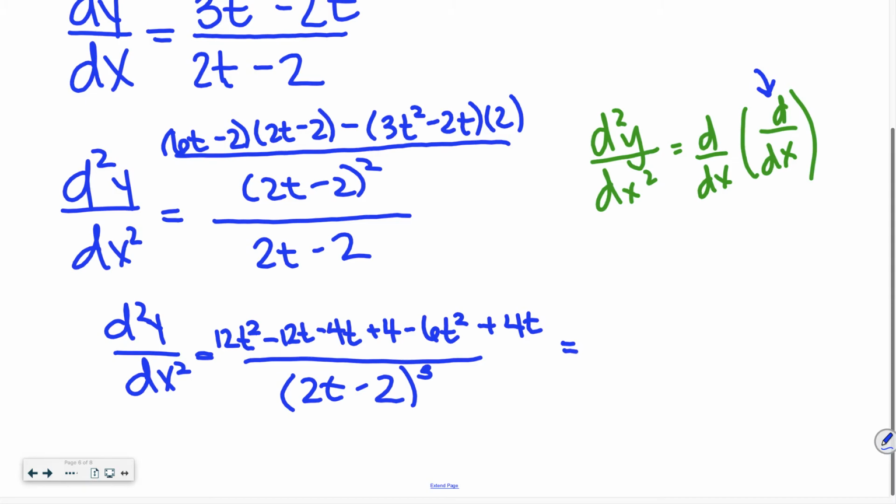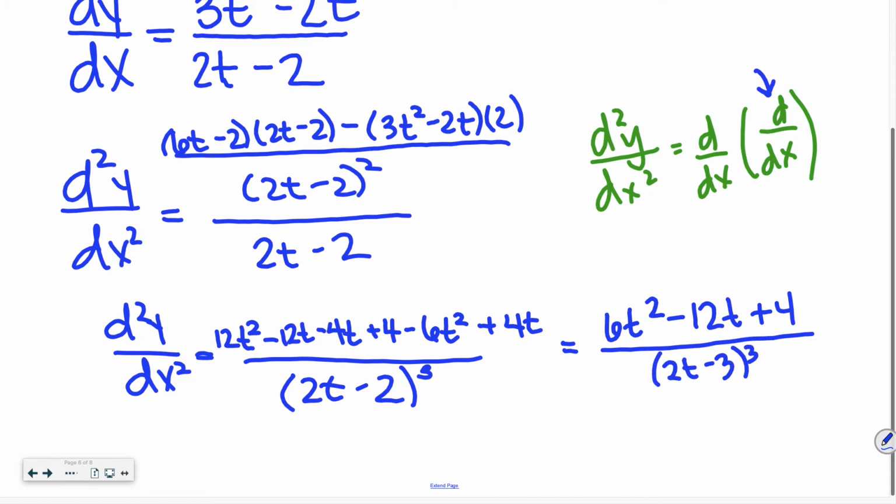No, don't FOIL it out on the bottom. So we have 6t squared minus 12t plus 4 all over 2t minus 3 cubed. Where did the 3 come from? 2t minus 2, not 2t minus 3.